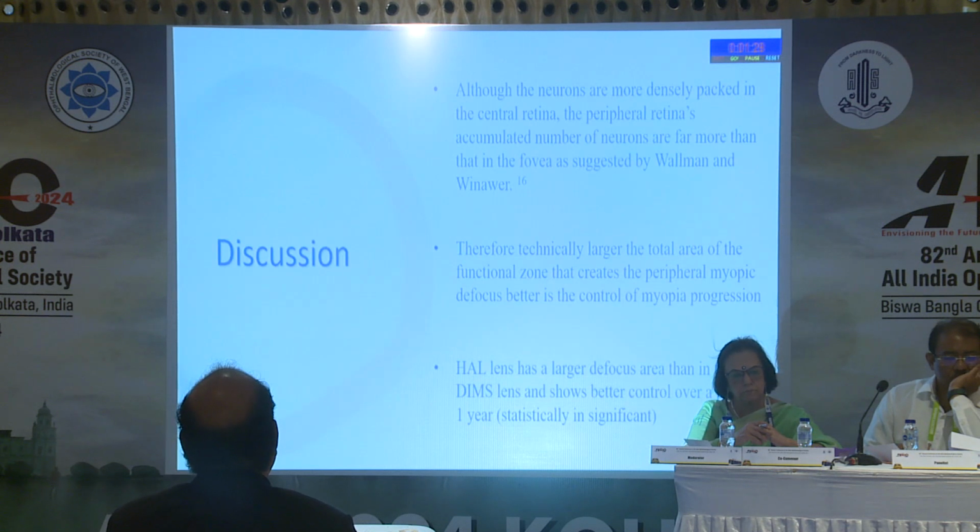We all know that neurons are more densely packed in the central retina, but the total accumulated number of neurons in the peripheral retina is far greater. Therefore, technically, if you have a larger area of functional zone, that should work better.